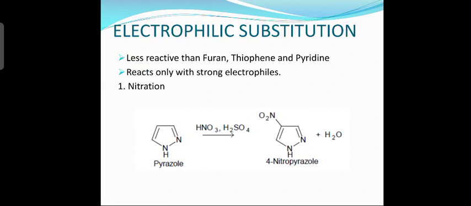Now, next is electrophilic substitution. Pyrazole is less reactive than furan, pyrrole and thiophene due to the presence of electronegative nitrogen. Electrophilic substitution takes place only with strong electrophiles at the fourth position. First one is nitration. So, pyrazole reacts with nitric acid and sulfuric acid, which acts as catalyst, to give 4-nitropyrazole. 4-nitropyrazole is formed.